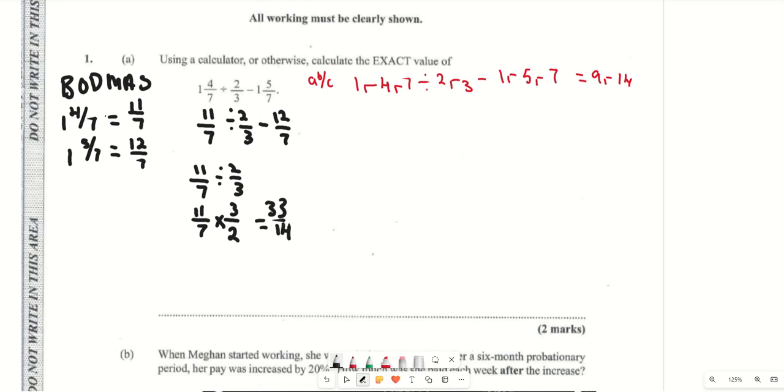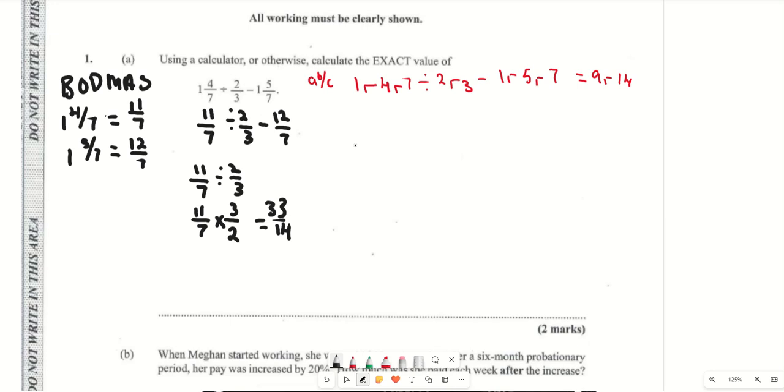So the answer for 1 and 4 over 7 divided by 2 over 3 is 33 over 14. Now you can convert this to a mixed number, but I tend to not like working with mixed numbers because sometimes, especially for subtraction, you have to borrow from the whole and those types of things. So it's best just to leave it like this.